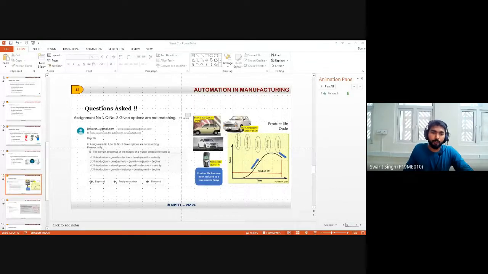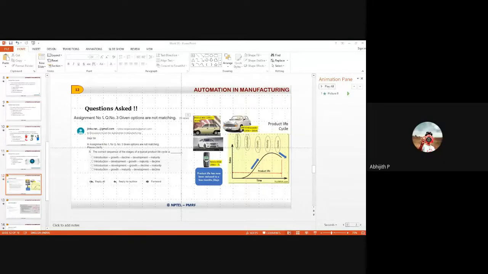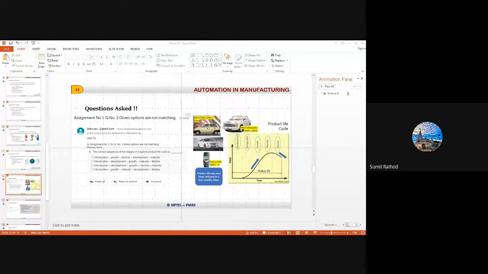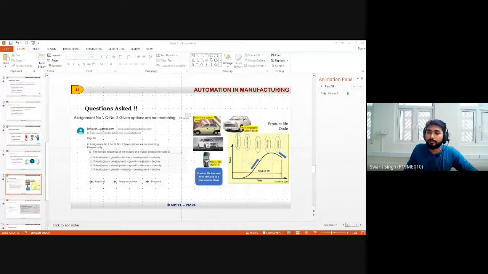So what is the best possible option if the correct option is not given in the options? Okay, correct. Second and third. Second option. Okay, so you are saying second option. Yeah. So I am discussing that only because this is the thing that you have studied in the course.